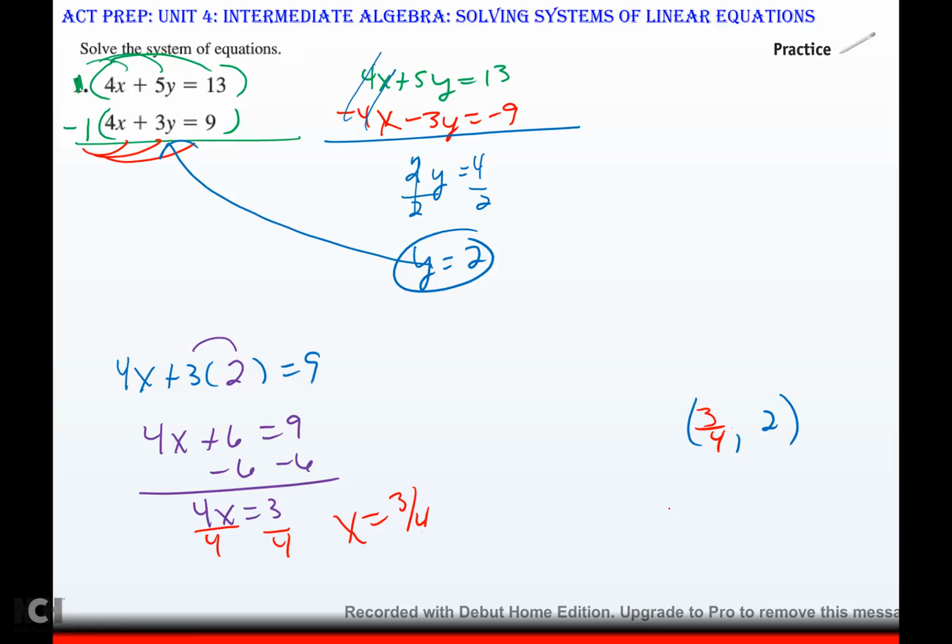I checked the book to make sure my answers were correct before I did this. And the only difference with them is they wrote it as a decimal instead of a fraction.